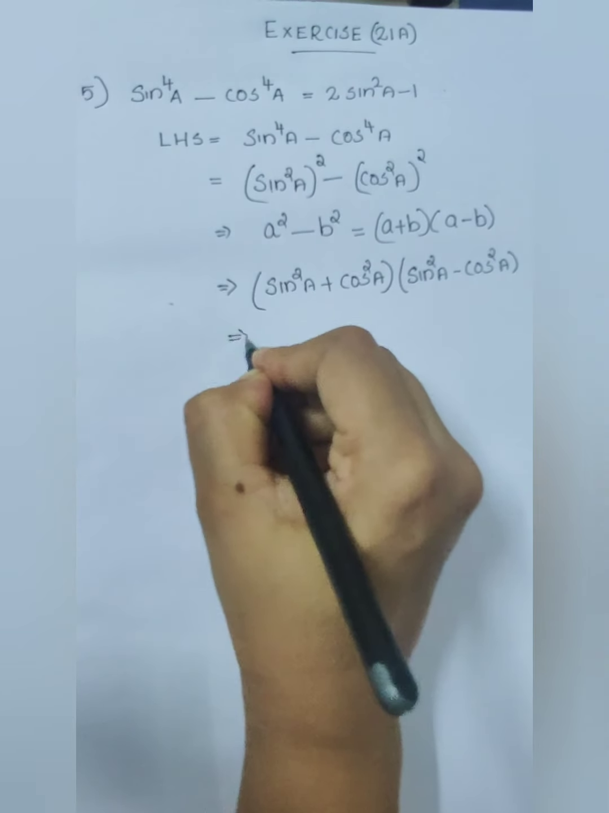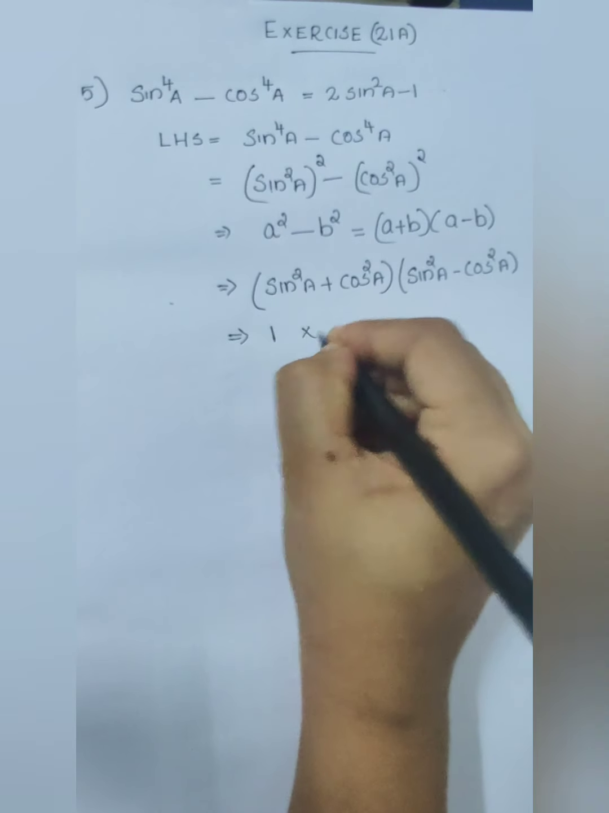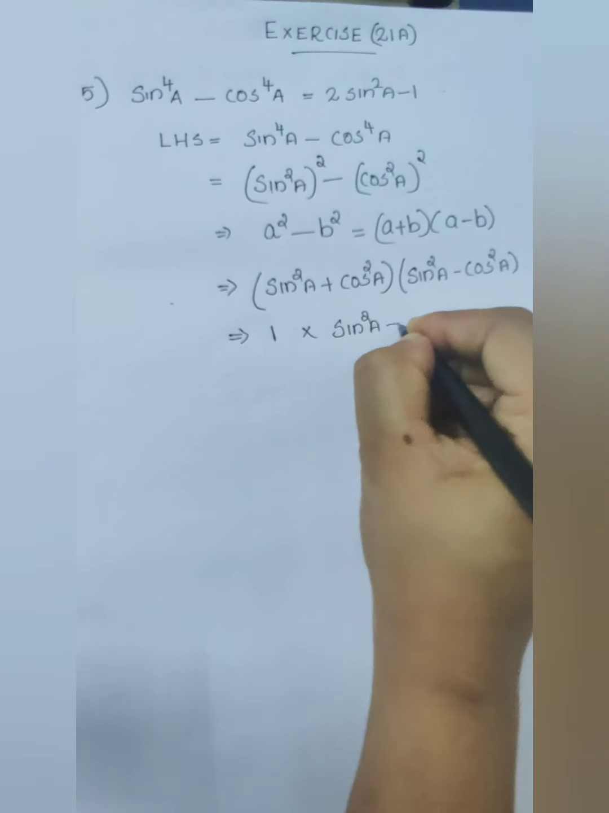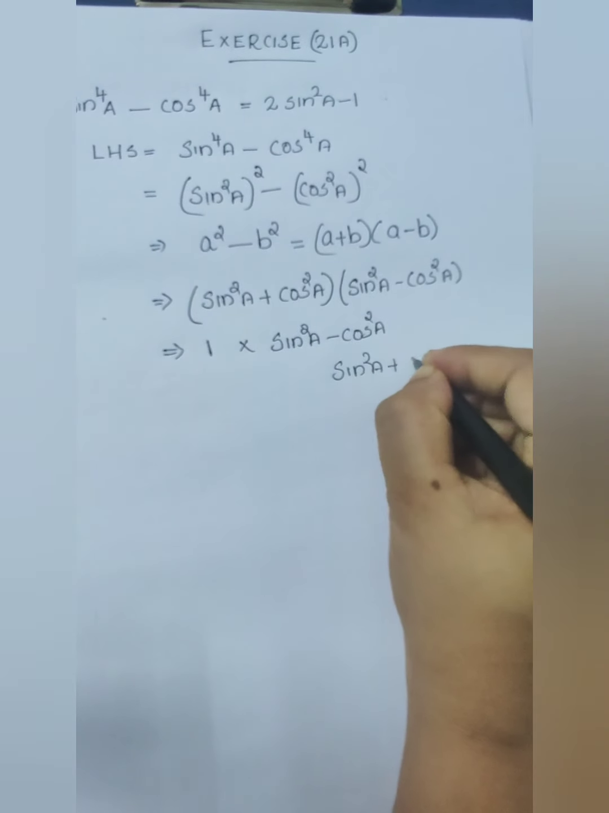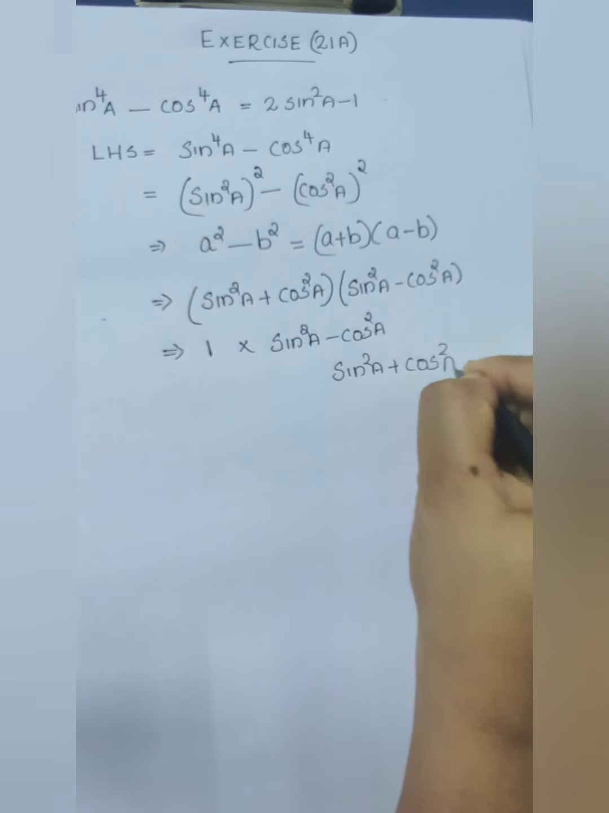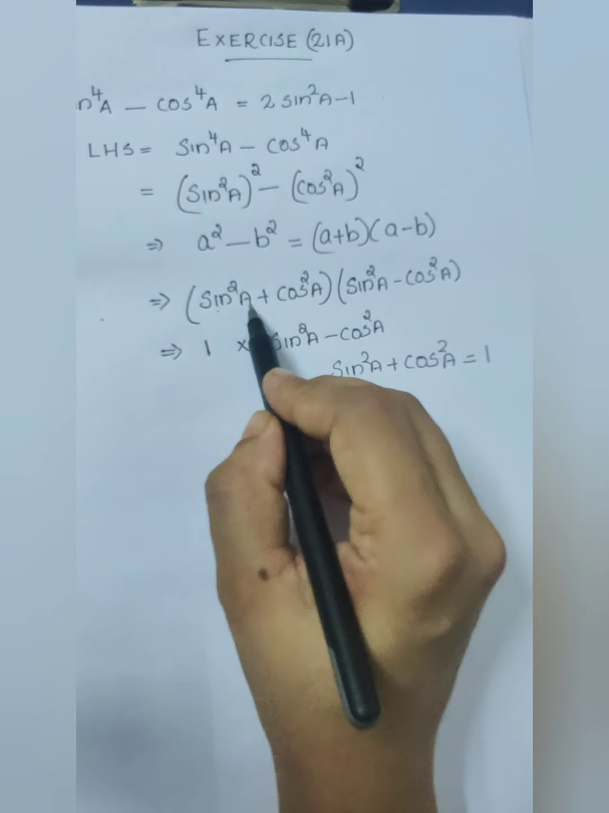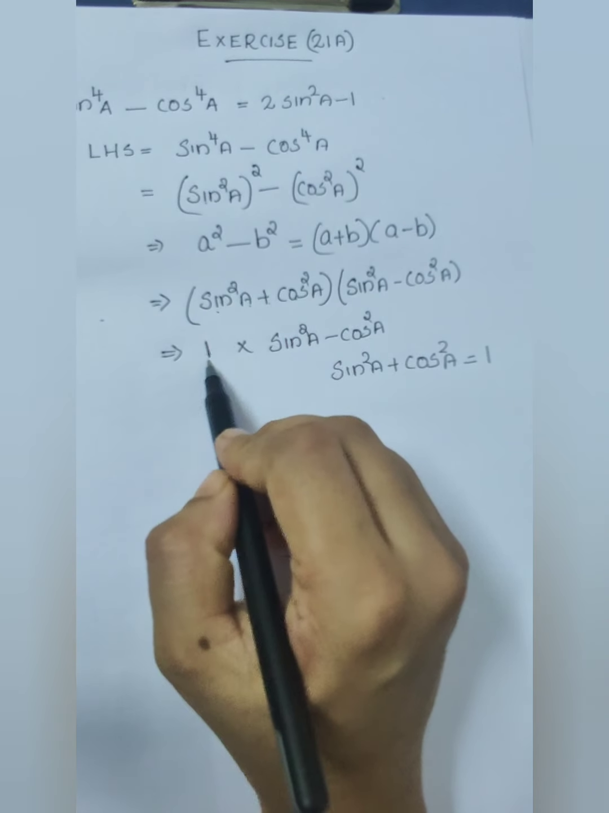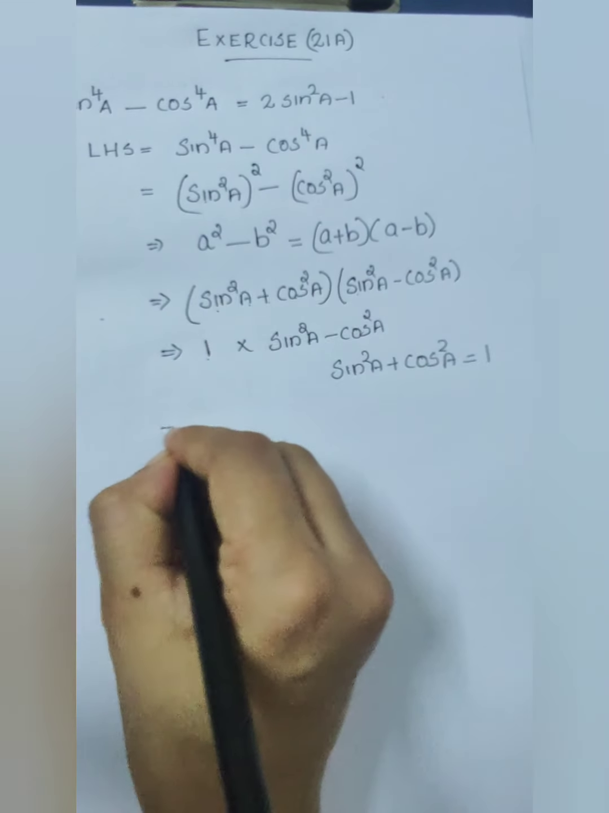Now sine square a plus cos square a equal to 1, into sine square a minus cos square a. Because we have sine square a plus cos square a equal to 1. So instead of this term sine square a plus cos square a, I put 1 here. Then the remaining term is sine square a minus cos square a.